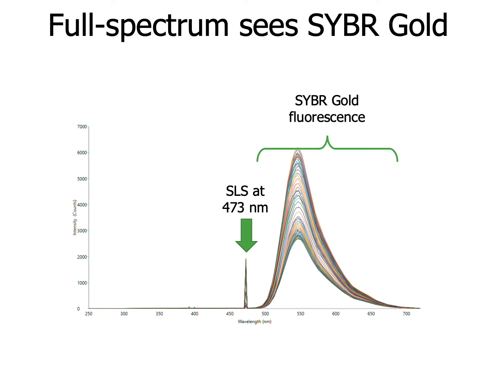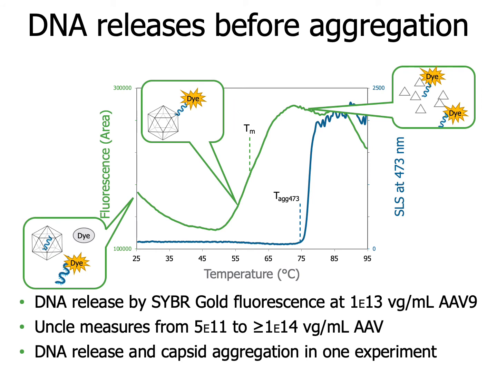To track this behavior using Uncle, we'll again use its full spectrum fluorescence. Uncle will excite SYBR Gold using its 473 nanometer laser, and will follow its emission between 500 and 630 nanometers. Uncle will again use SLS, but this time with the 473 nanometer laser to track aggregation of samples during thermal ramps. Here's a look at the analysis for the SYBR Gold fluorescence experiment.